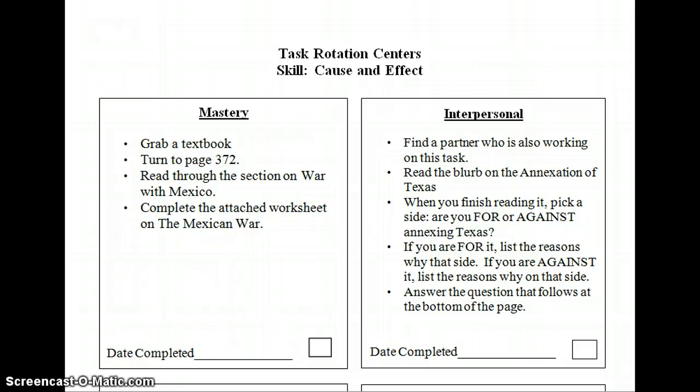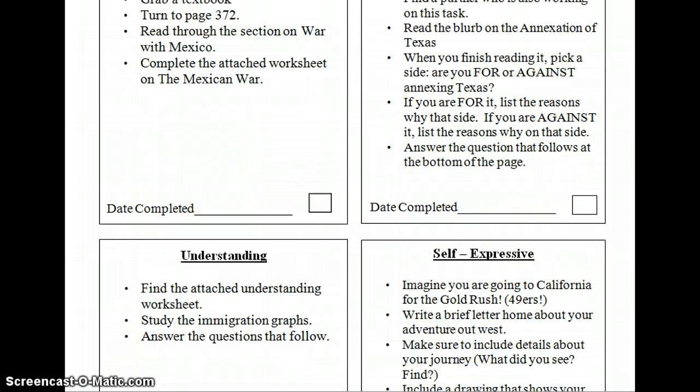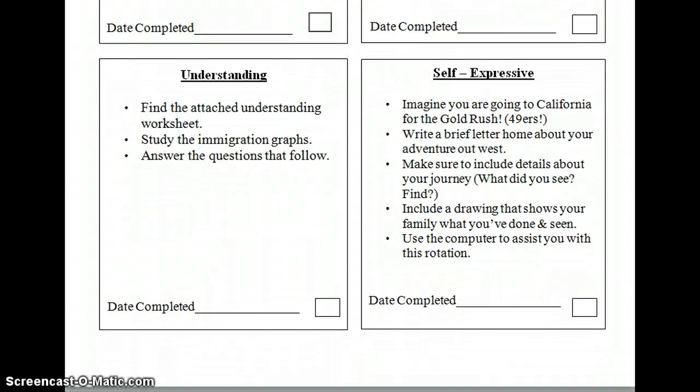Find a partner who is also working on this task. You and your partner, you're going to read the blurb on the annexation of Texas, which is also attached to your task rotation packet. When you both have finished reading it, pick a side. Are you for or against the annexation of Texas? And whatever side you pick, list the reasons why you decide to pick that side. When you're done listing those reasons, answer the question that follows at the bottom of the page. Then when you're done with those, you could do understanding.